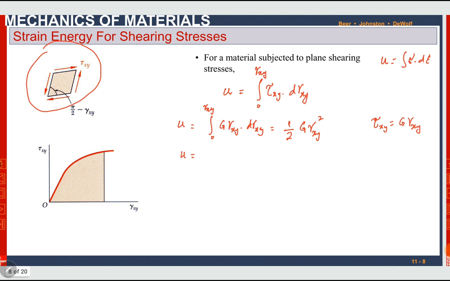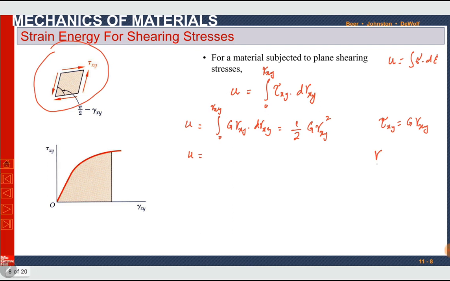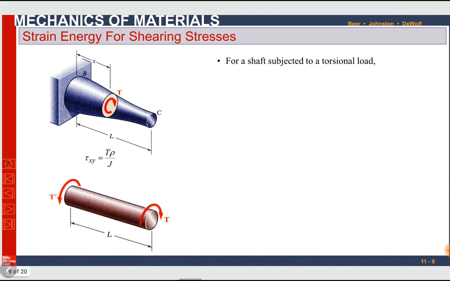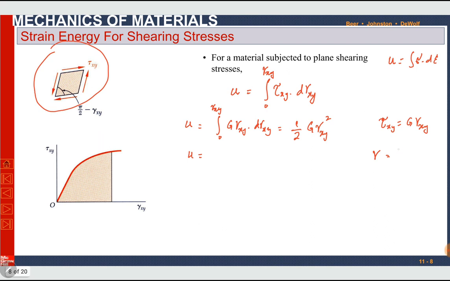Gamma is equal to tau divided by G. So by putting gamma equal to tau divided by G in the above expression, it will be 1 over 2G, tau square divided by G square. So G can be cancelled with the square of G. So small u, or strain energy density, will be tau xy square divided by 2G.